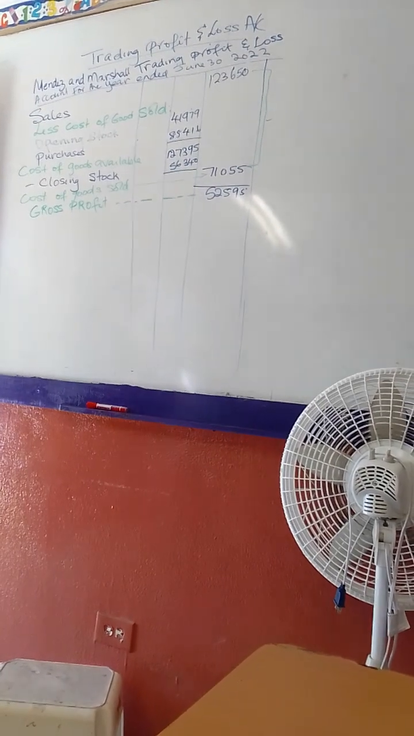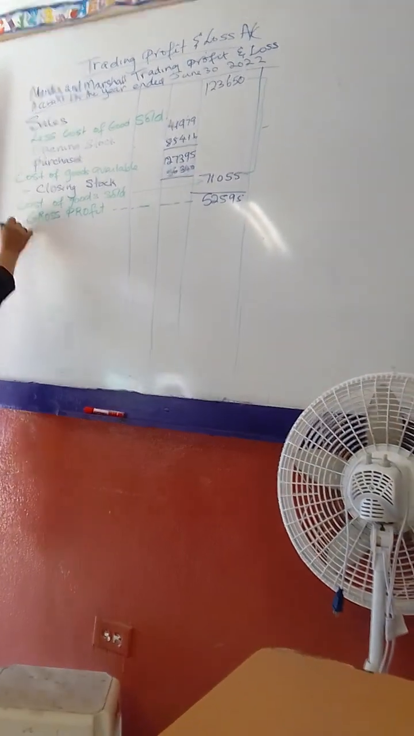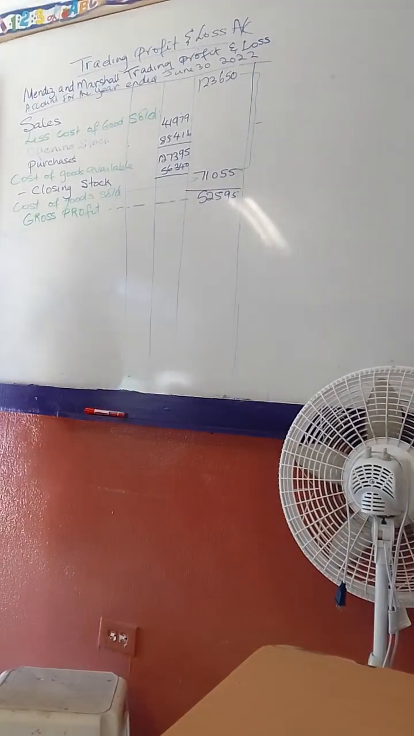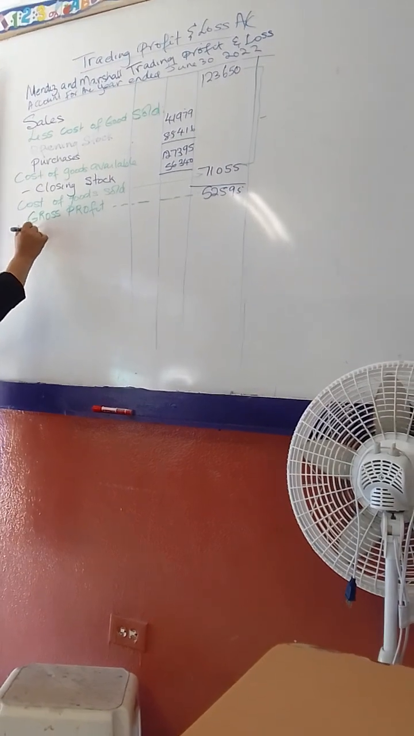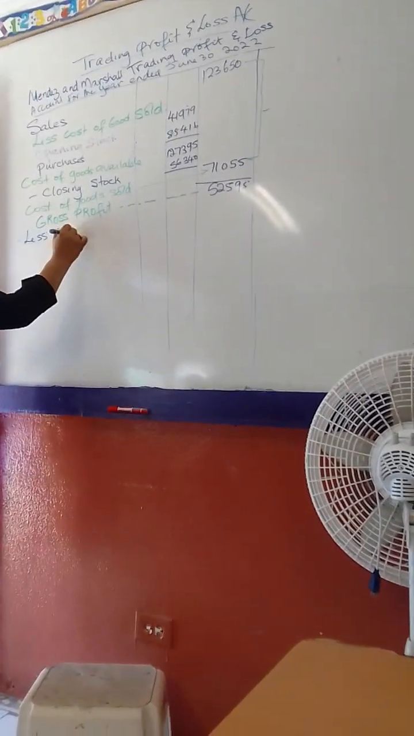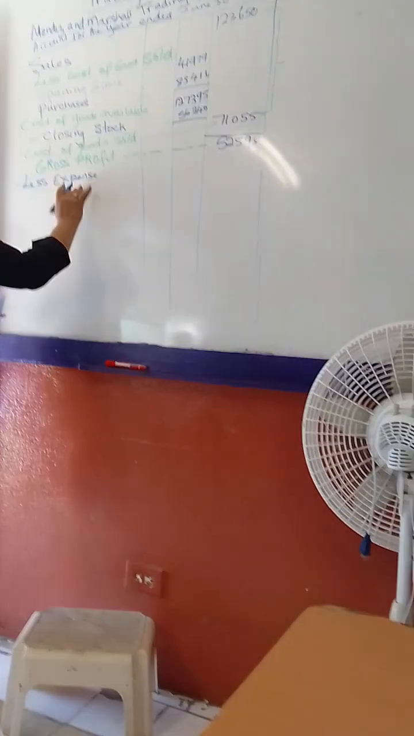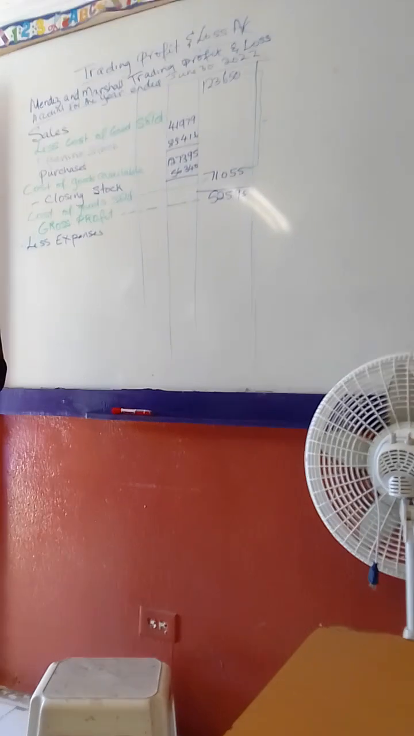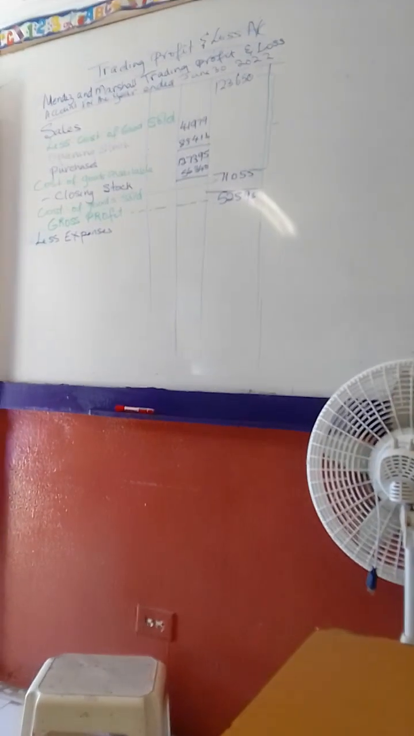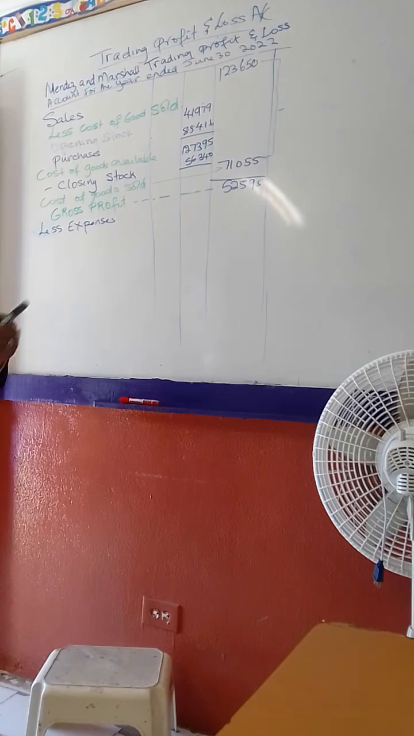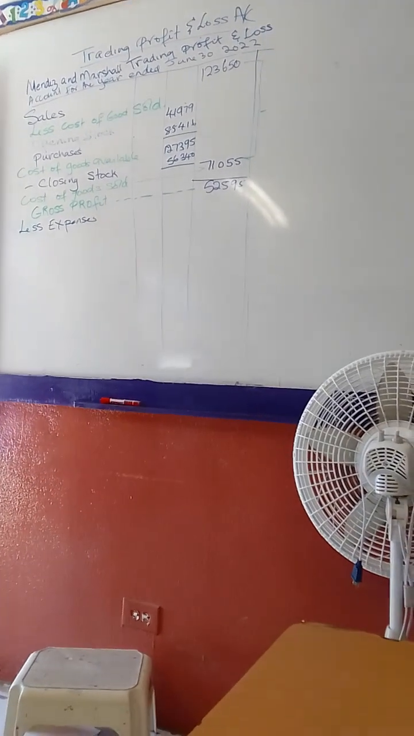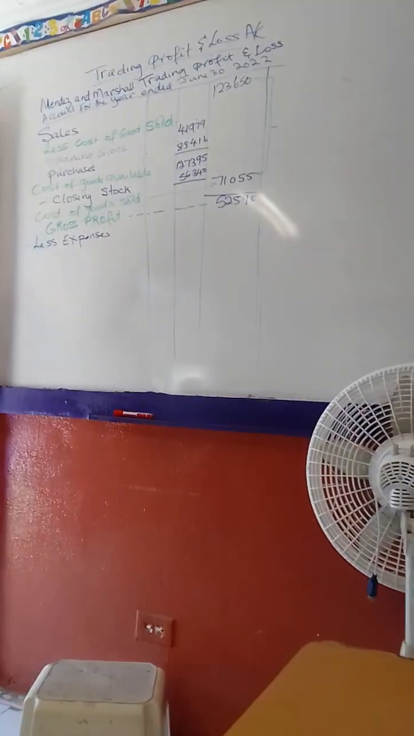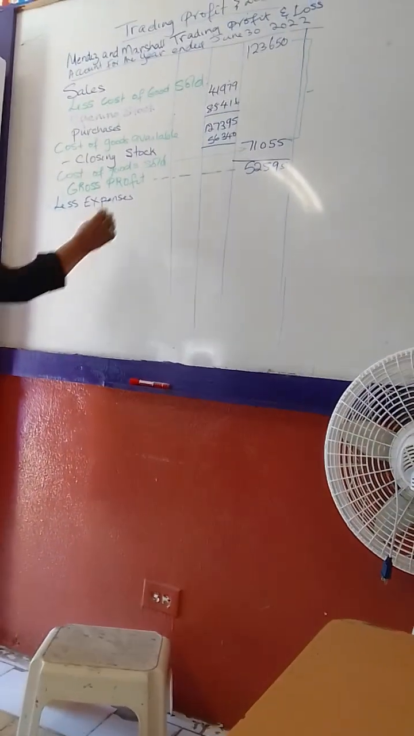After gross profit, my next step is to go to less expenses. As I said, I'm going to pay attention and go according to my trial balance. I'm going to pick up my expenses, list the expenses, tally the expenses, subtract them from gross profit, and I will get my net profit.